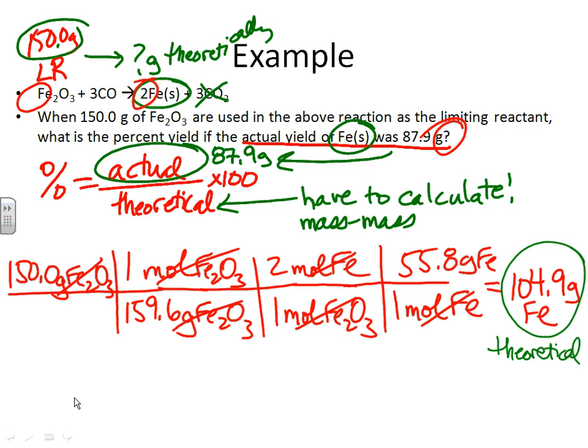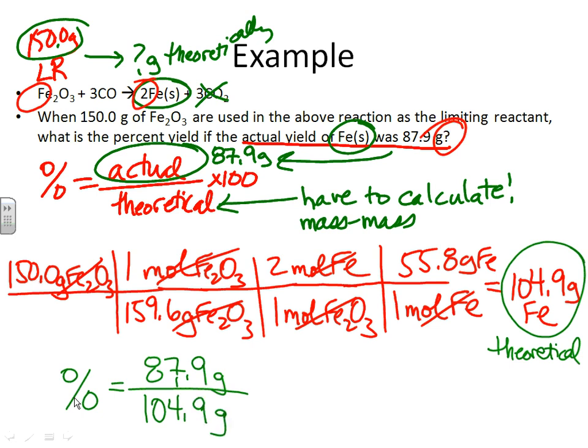That is saying that when we start with 150 grams of the iron 3 oxide, we should be getting 104.9 grams of iron solid. Theoretically, if everything goes perfectly, but as you can see, it didn't go perfectly, so now we're going to bring it back to the percent yield. Actual, they told us in the problem, 87.9 grams. We only actually got 87.9 grams. Theoretically, which we just figured out, we should have gotten 104.9 grams. So this number is becoming the bottom. That's our theoretical yield. And then just multiplying by 100 when we're done.